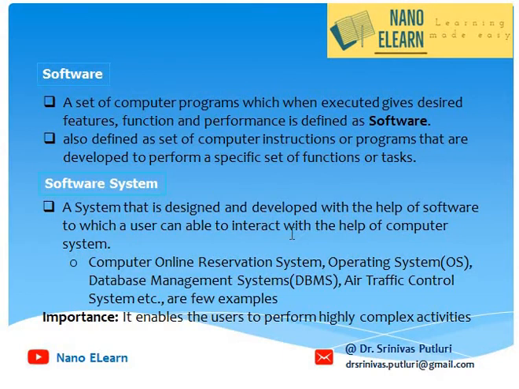Say if we consider a computer online reservation system, this is like an online reservation website like apsrtc.in and irctc.in. These are the software systems or applications that are developed with the help of software like HTML, PHP and Java, and with these applications the users can interact with them with the help of a computer. So this is an example of a software system. Based on these examples, one can say that these software systems enable the users to perform highly complex activities.